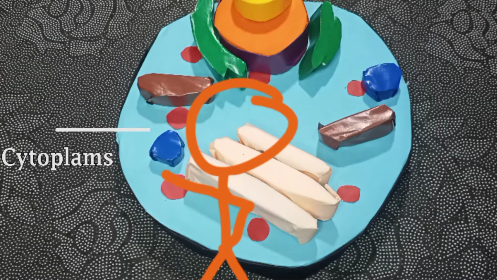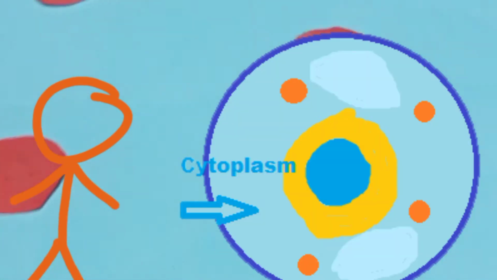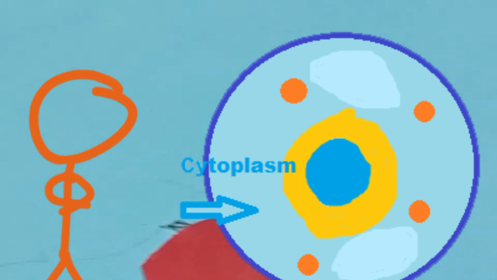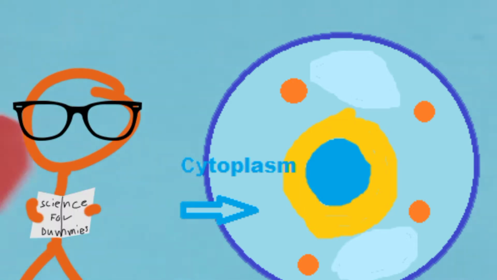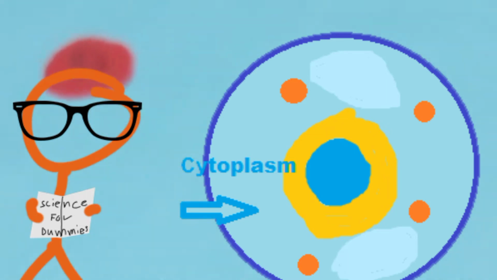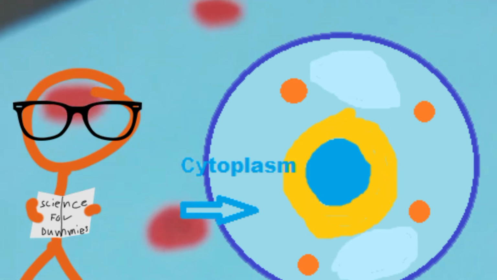Next is the cytoplasm. Cytoplasm is a thick solution that fills each cell and is enclosed by the cell membrane. It is mainly composed of water, salt, and proteins. In eukaryotic cells, the cytoplasm includes all of the materials inside the cell and outside of the nucleus.